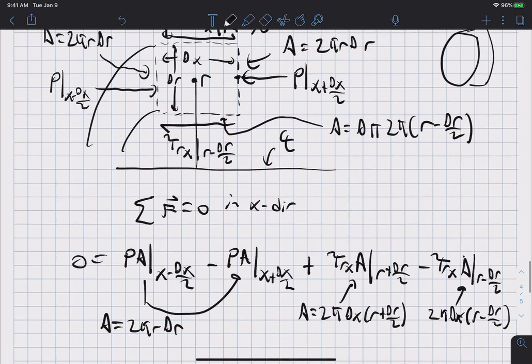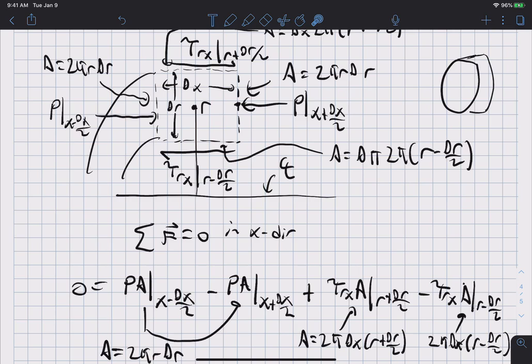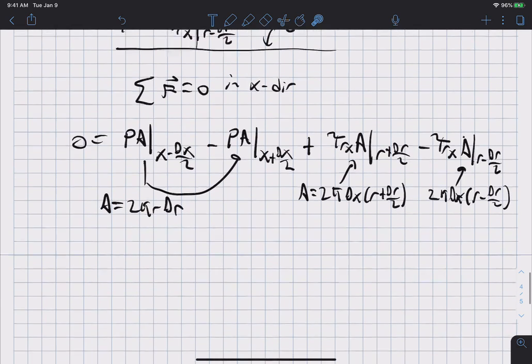Okay, and we don't need to consider the y direction because the result from the Navier-Stokes equation says that the pressure pushing up from the bottom is the same as the pressure pushing down from the top, so there are simply no y forces. There are no net y forces acting on this control volume, on this free body diagram that can give us any useful information at all.